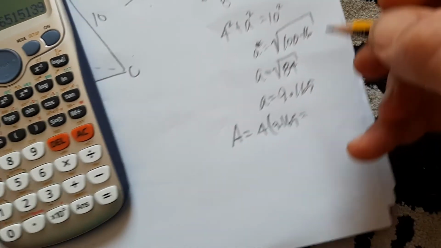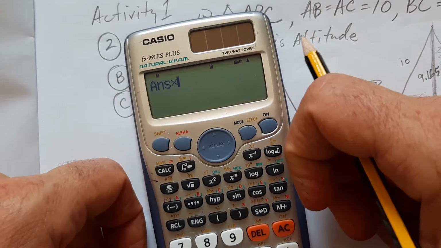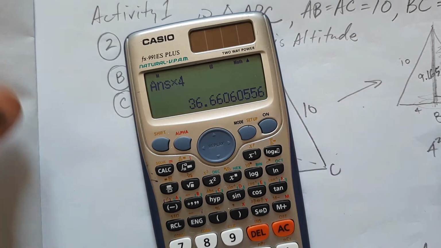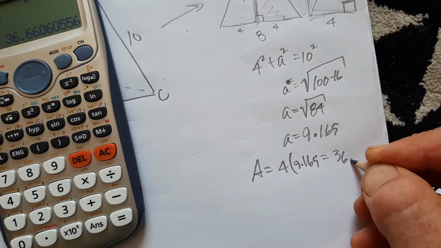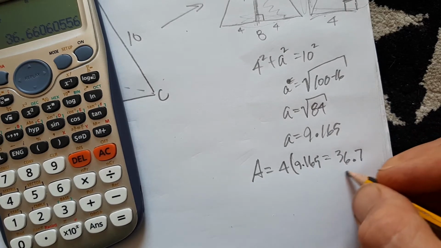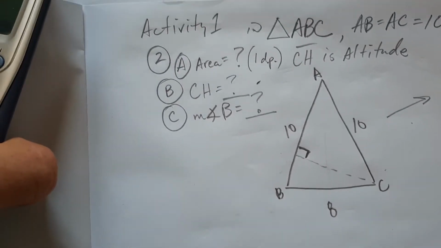9.165 times 4 equals 36.66. It wanted 1 decimal place. Okay, now let's go back over here and let's find this height, CH.